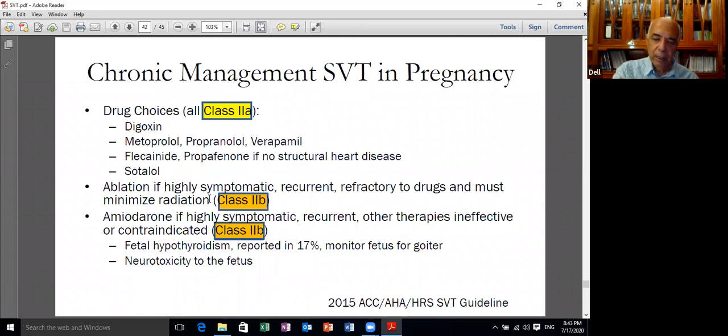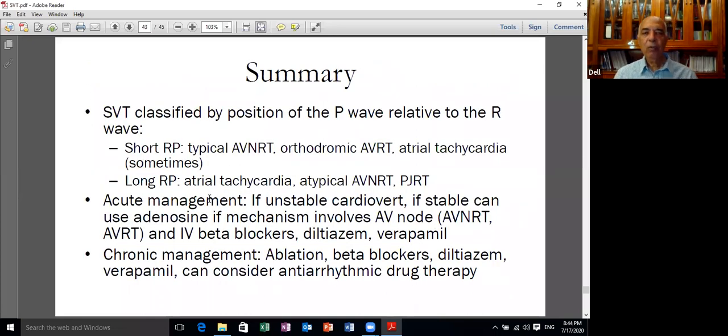So this is the important point, that we prefer the use of drugs, but keep away from drugs that have teratogenic or neurotoxicity effect on the fetus. So the summary of this supraventricular tachycardia, as we said, we classify them by only one classification, related to the position of the P wave relative to the R wave, short RP, long RP, as we mentioned.